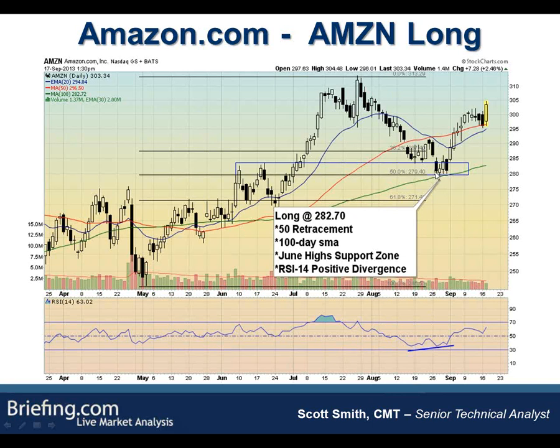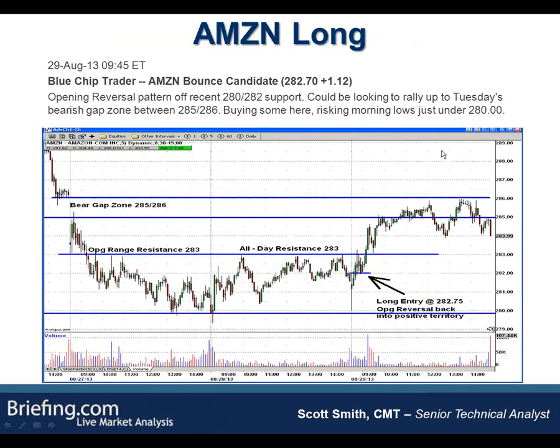So on the day that I got the signal, I started looking at it. I was looking at it right here. You can see this arrow, hopefully. And if we look at the intraday action, on August 29th, about 15 minutes after the opening, I put out a trade idea saying that there's an opening reversal pattern off this 280, 282 support area, and you can see right here was the close and the stock opened lower. There was a strong reversal within the next 15 minutes, and price went positive.